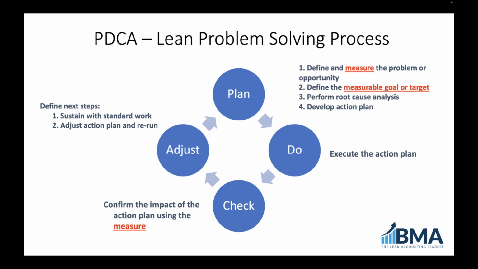Here's the key. And I'll mention this a few times. Lean in accounting is about moving numbers. So for example, if you were looking at poor quality in accounts payable, you'd want to measure. And I'm going to use an example of a company that I work with. I told them to measure defects in accounts payable for a month. And they came back, and I think it was between 40 and 45% of the invoices that came in had a defect. So now we measured the problem.